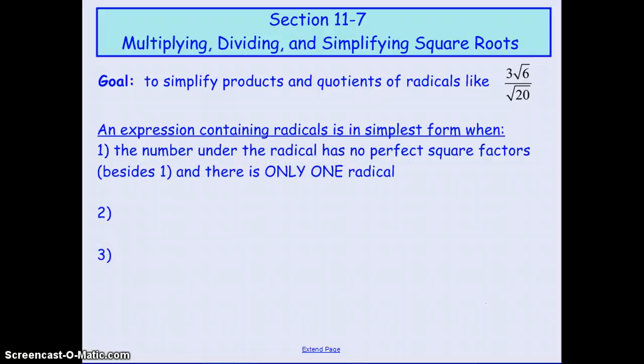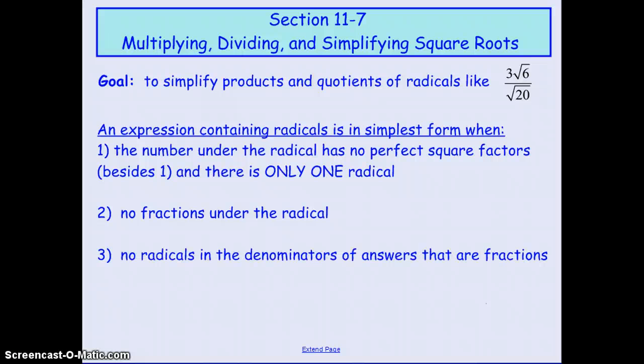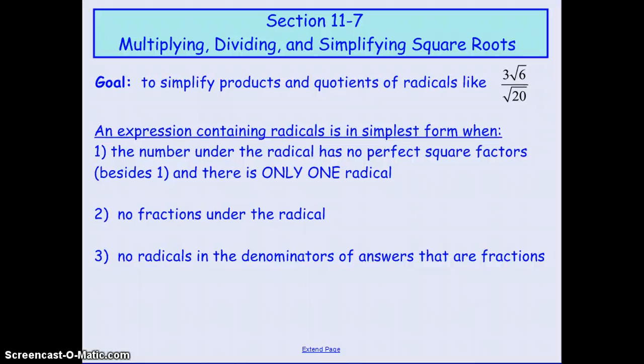And additionally, we only want to have one radical in the final answer. So that example up there that has the radical 6 and the radical 20 in there, that idea. Now, second characteristic. In our final answers, we're not going to want to have any fractions left under the radical, only whole numbers. The third thing we have to be careful of is that if our final answer is a fraction, and it usually will be, we don't want to have any radicals in the denominators of those fractions.